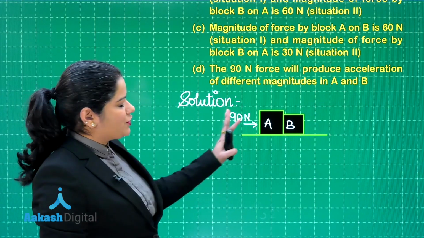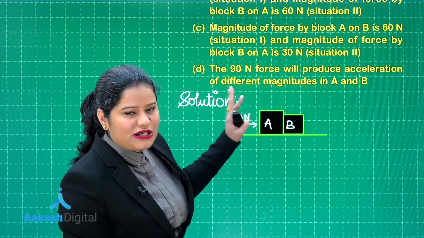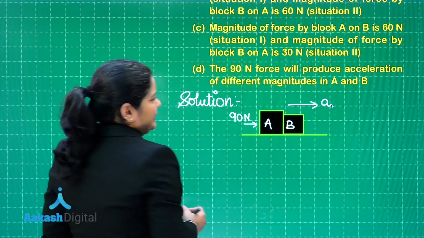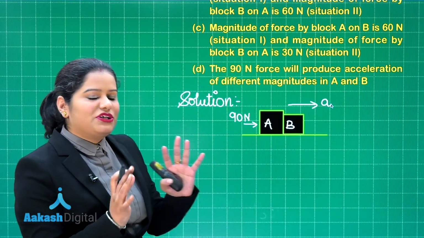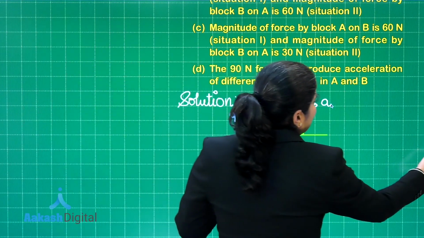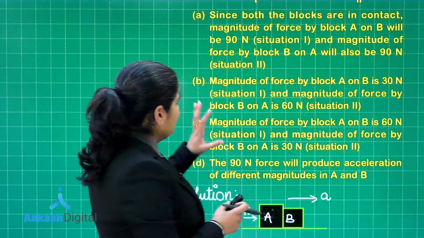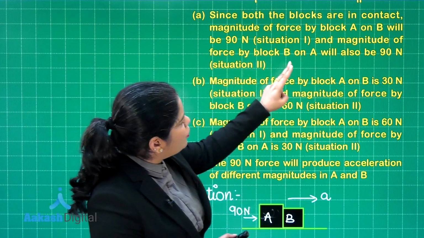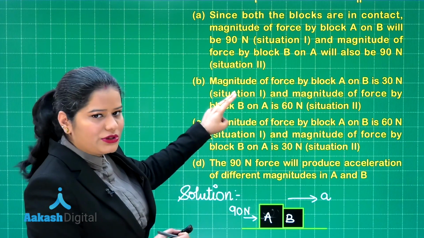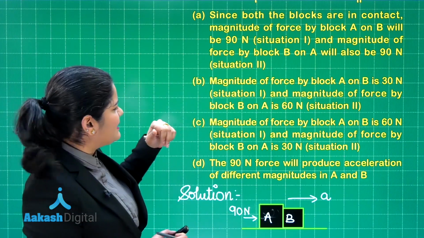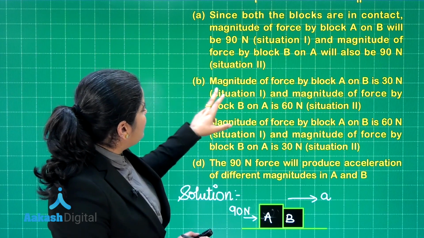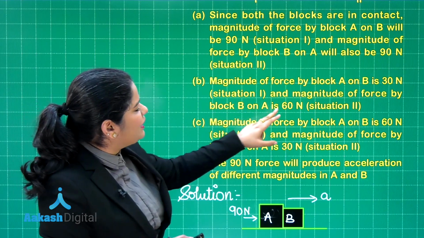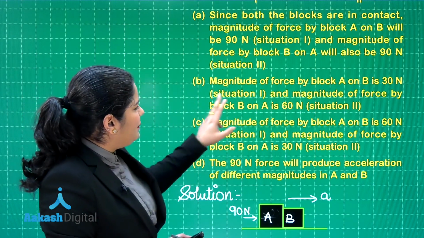This is placed on the horizontal surface. Due to the application of this force, these two blocks are going to move towards right with the acceleration A. There is going to be a force of contact between these two blocks, and all the options talk about that force only. Statement 1 says the magnitude of force by block A on B will be 90 Newton. Statement 2 says the magnitude of force by block A on B is 30 Newton and the magnitude of force by block B on A is 60 Newton.